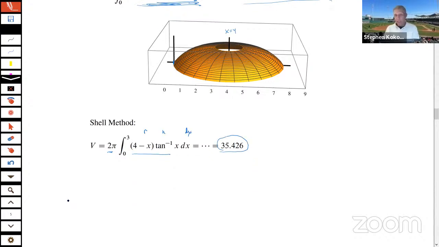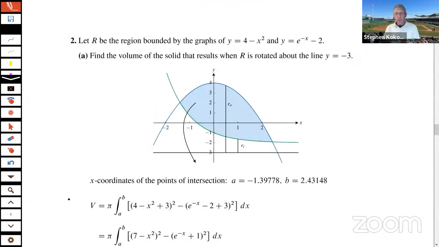Excellent. Excellent. All right, well, let's give this one a shot. A little bit different. This is problem 2. Hope you got to this one. I hope Allison did this one because we might have a question for her. Let R be the region bounded by these two graphs.